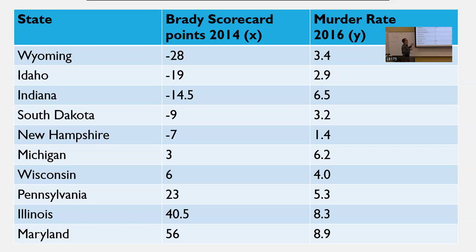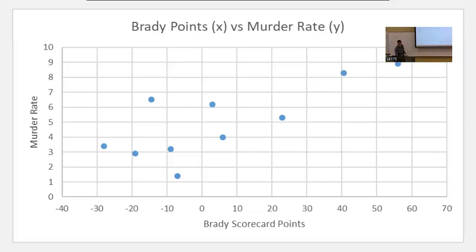And if you plot the scorecard points out compared to the murder rates, you would get a scatter plot that looks like this. So scorecard points are my x-axis, murder rates are my y-axis. Now, this is not nearly as good of a fit as our last example, right? Our last example was much more linear. But we still have a general pattern of moving up and to the right with these points.